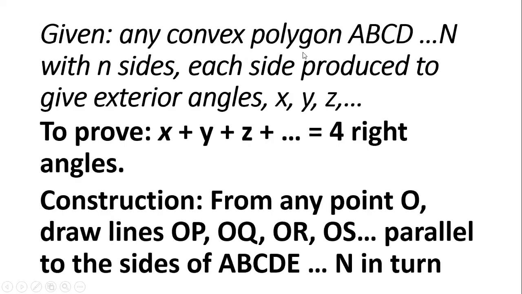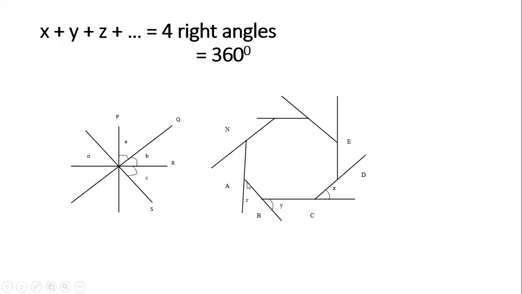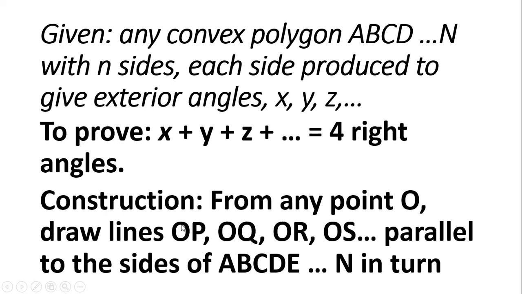You are given a convex polygon ABCD dot dot dot having n number of sides. Each side is produced to give an exterior angle x, y, z, dot dot dot, as we saw. Can you see? Angle x exterior, y exterior, z exterior, until you come to the last exterior angle. I want to prove that when you add all those exterior angles, it must give us 4 right angles. That's 4 times 90. So angle x plus angle y plus angle z plus angle dot dot dot must give us 4 right angles.